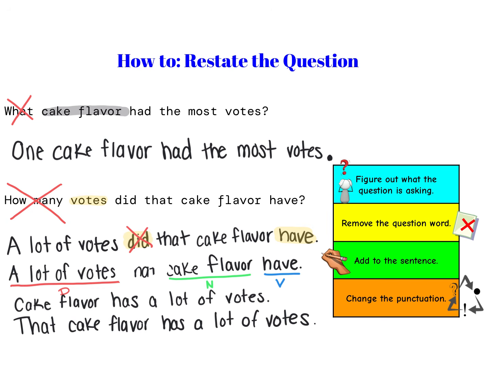That sounds like a complete sentence. I could also say, the cake flavor has a lot of votes. I could say, one cake flavor has a lot of votes. So, my point is that there are many ways to change the sentence. Last but not least, we need to change the punctuation. I already did it just out of habit. When you change a question to a sentence, make sure you use a period or an exclamation point.